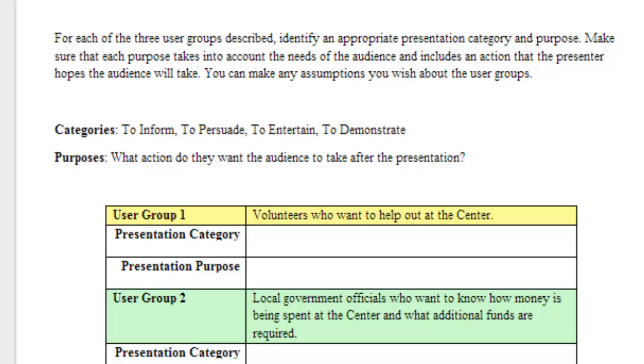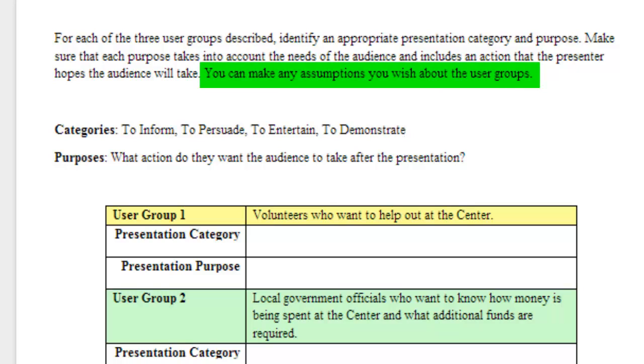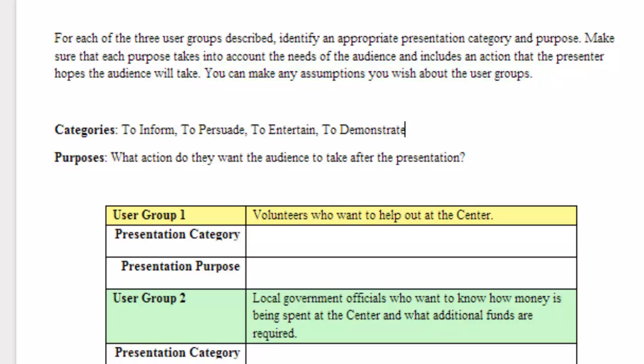Like your instructions say, you can make any assumptions you wish about the user groups. Fill this out in entirety. Again, you can make assumptions with this. There is not only one answer for each of them. Think about it. Read the user group. That means the group of people who are listening to the presentation. The category comes from the 4 we just talked about. And the purpose is, what action does the speaker want the audience to take after the presentation? Why are they giving the presentation to that audience?